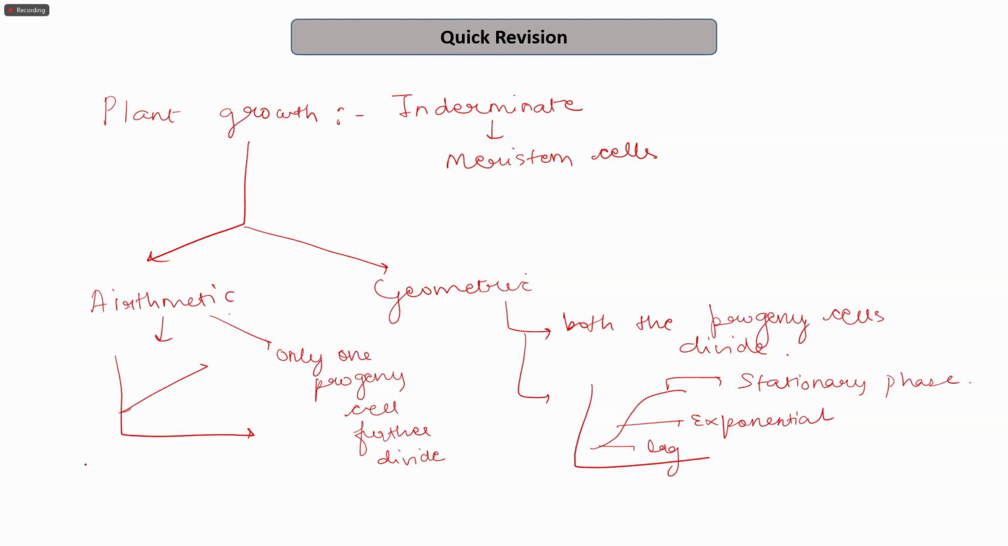The equation followed in arithmetic growth is LT, which is the growth at time t, shown on the y-axis, with time shown on the x-axis. So LT is equal to L naught plus RT. And for geometric growth, the equation is WT is equal to W naught e to the power RT. Here R is also known as the efficiency index.